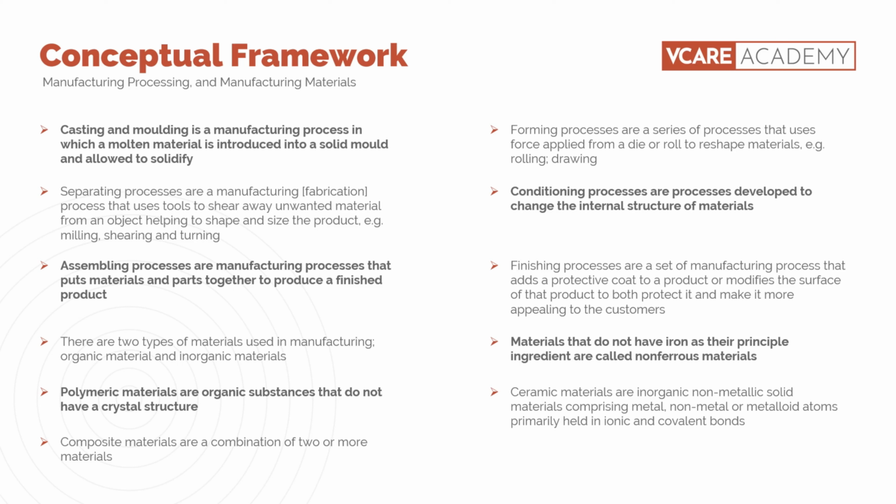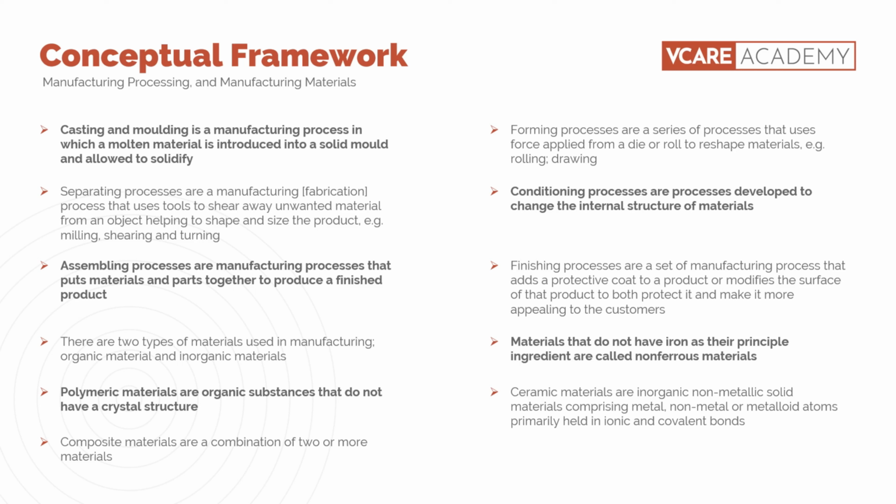Forming processes, which are a series of processes that use force applied from a die or rolling to reshape the materials. Separating processes, which are manufacturing processes that use tools to shear or cut away unwanted material from an object, helping it to shape and size the product. Things like milling, shearing, and turning could fall into separating processes.